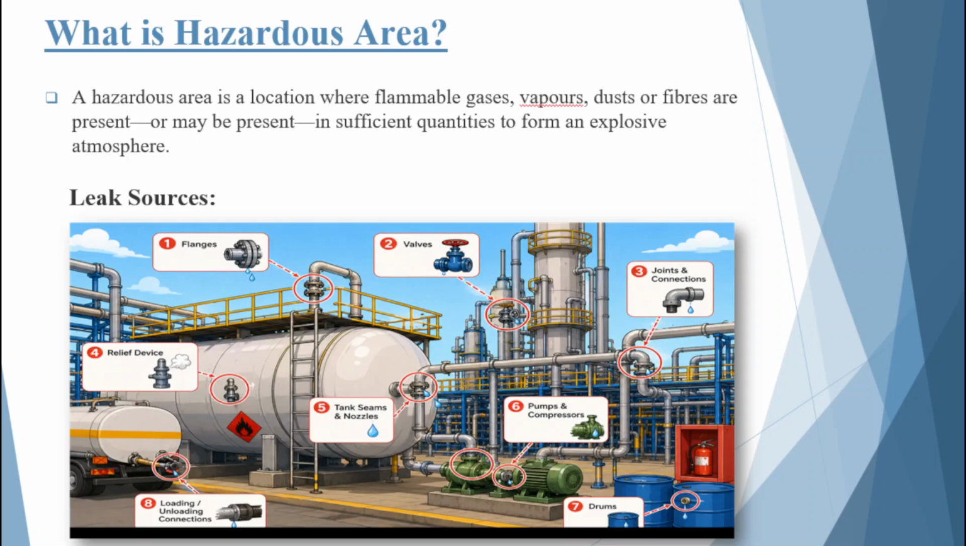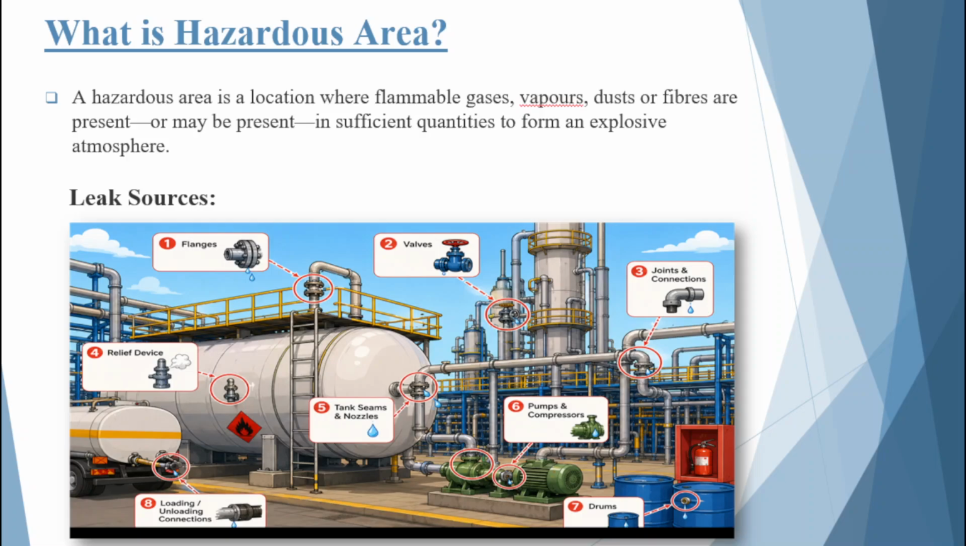First is the storage tank. Flammable vapors can be released through the tank vent during filling, emptying, or normal breathing of the tank. Next is the pump. Pumps use mechanical seals around the rotating shaft, and if the seal wears out or fails, small quantities of flammable liquid or gas can leak into the surrounding area.